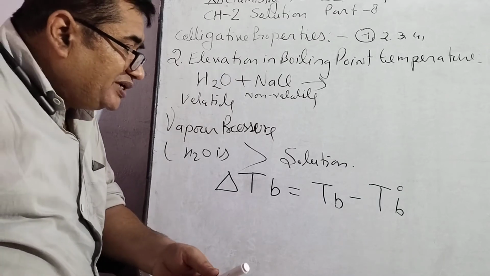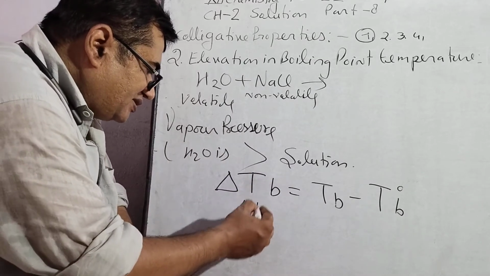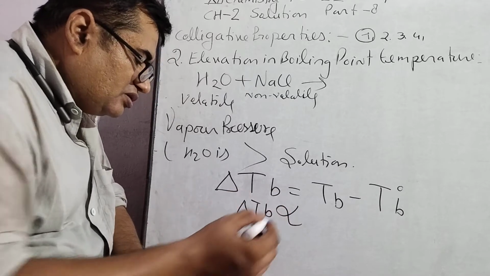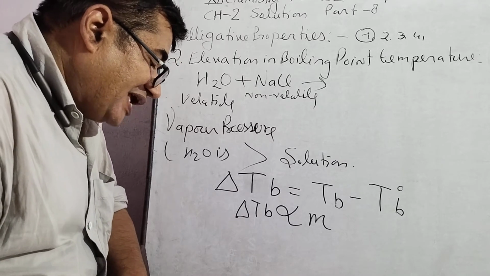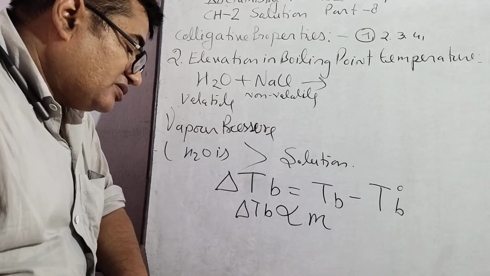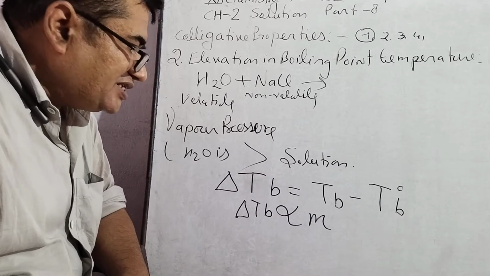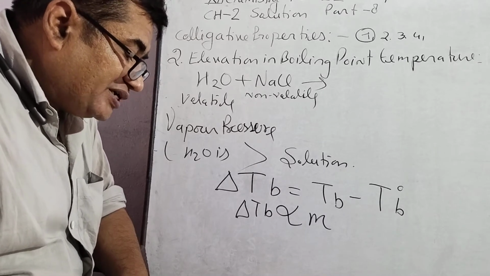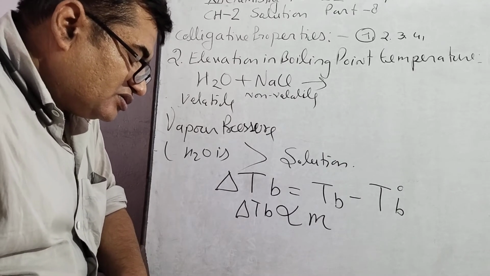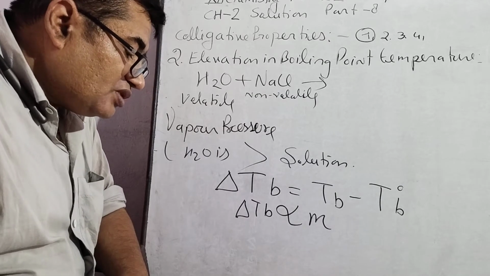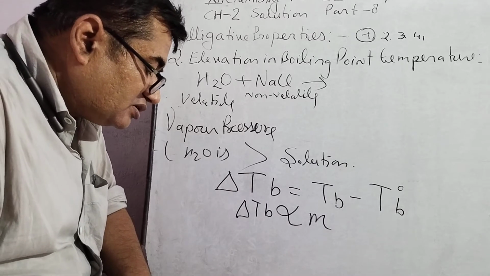If we elaborate this formula, delta TB is directly proportional to m, the molality. Molality means 1 kilogram of solvent in which one mole of a solid is dissolved.